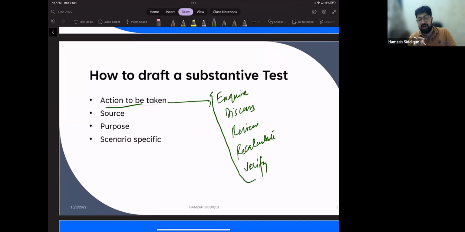It should not be like 'the auditor should do this' or 'audit should check this'. No, that is not the right tone to write a substantive test. It is an imperative sentence, just like an order from one person to the other. Inquire, verify, review, recalculate. Okay, so this should be the tone.